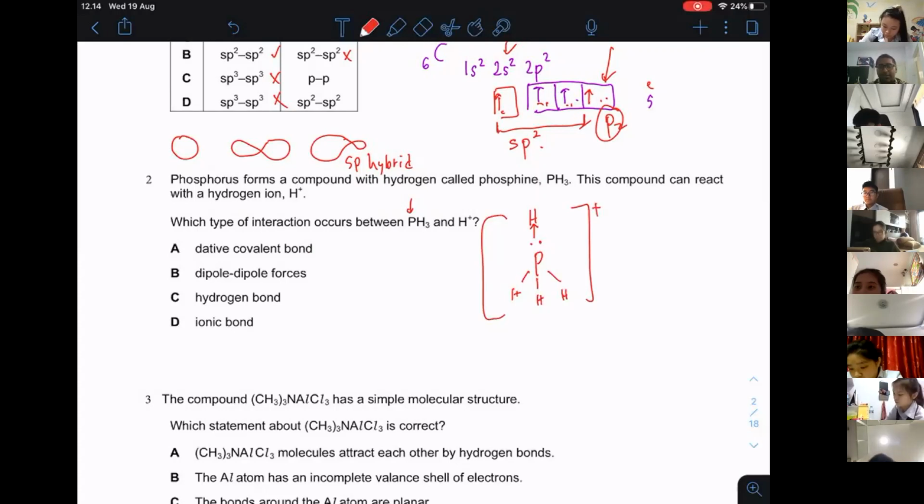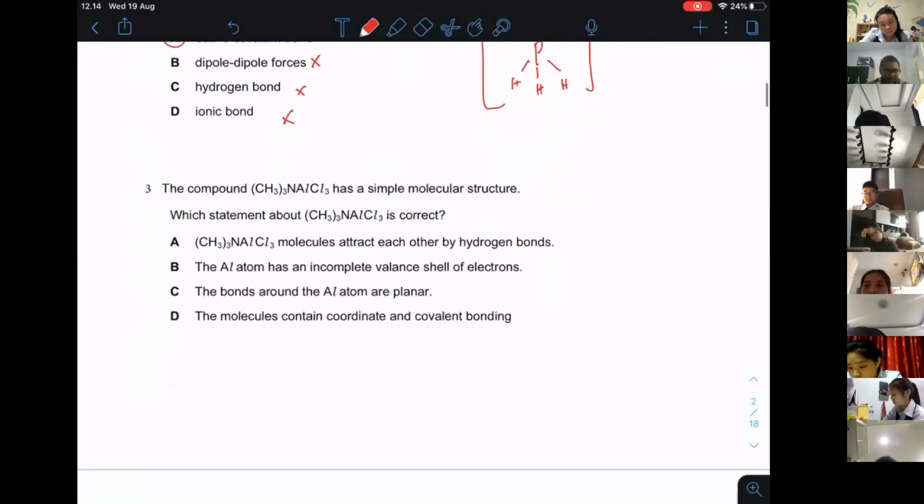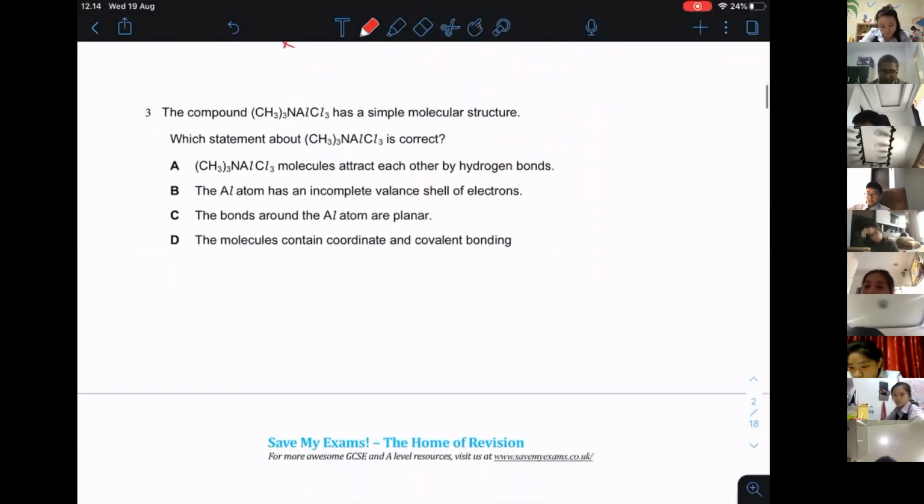What type of interaction happens between them? The interaction is a dative covalent bond, not dipole-dipole, not hydrogen bond, not ionic bond. Number 3: the compound has a simple molecular structure. Which one is correct?